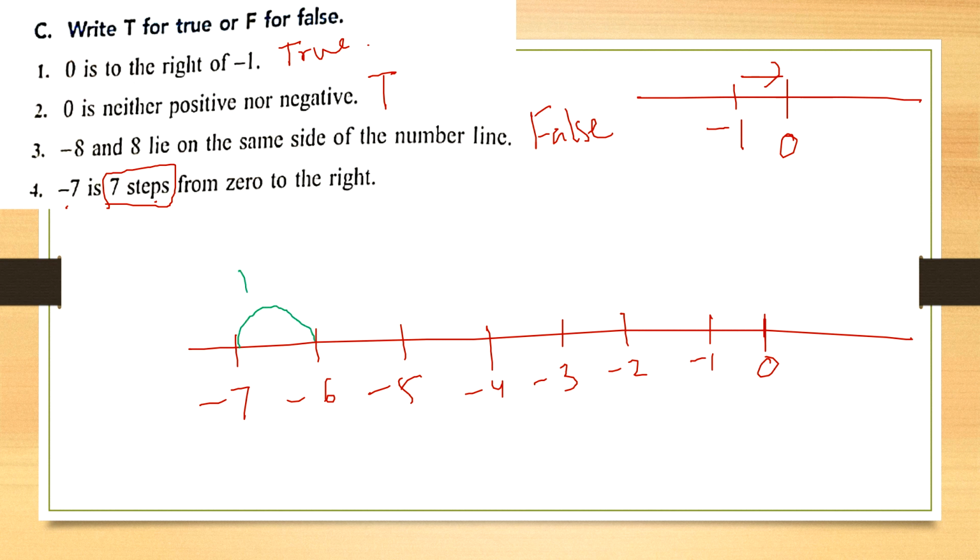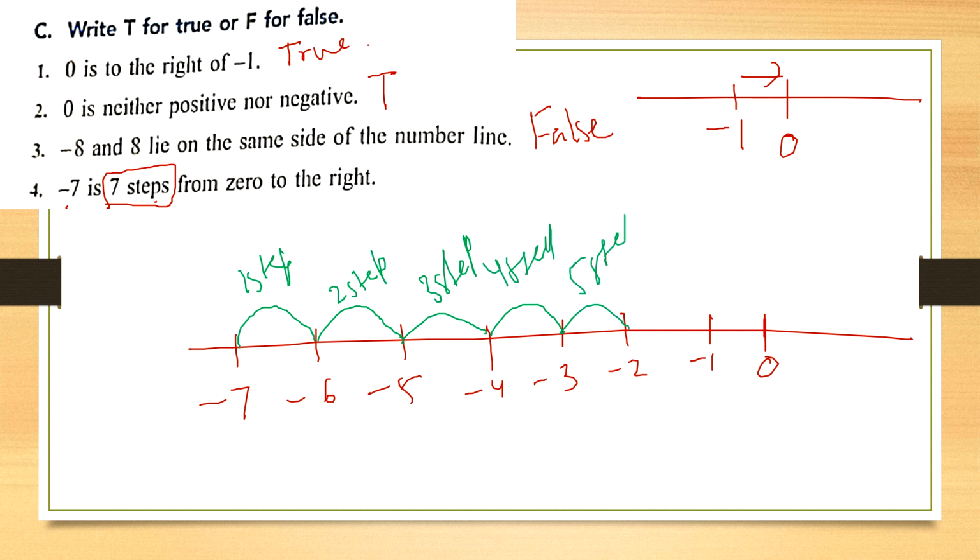So let's make the steps. 1 step, 2, and then we got 3 step. Then we have 4 step. Then we have 5 step, right? Then we have 6. Then we have 7 step. So you see it is indeed 7 step, right? Minus 7 is 7 steps from 0 to the right.